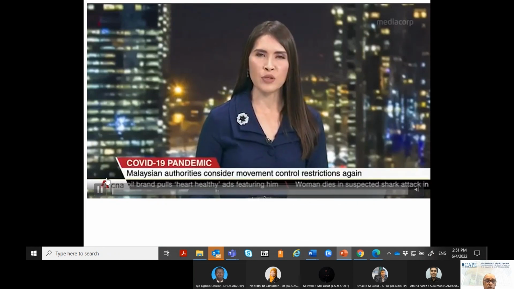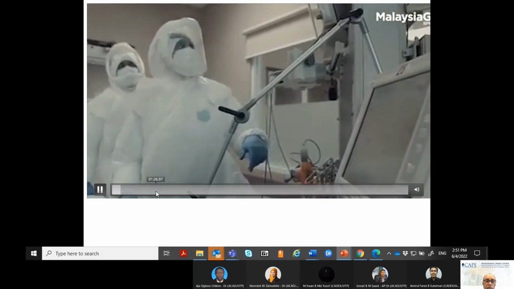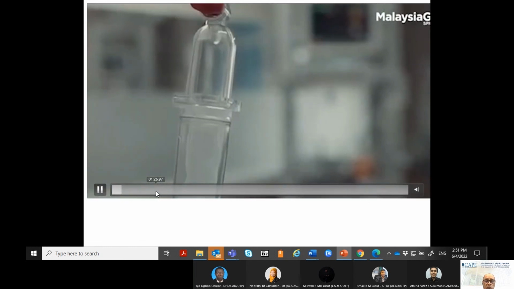So I think this is an example: Malaysia reported 3,000 new COVID-19 cases. Johor Bahru was definitely affected due to residents.